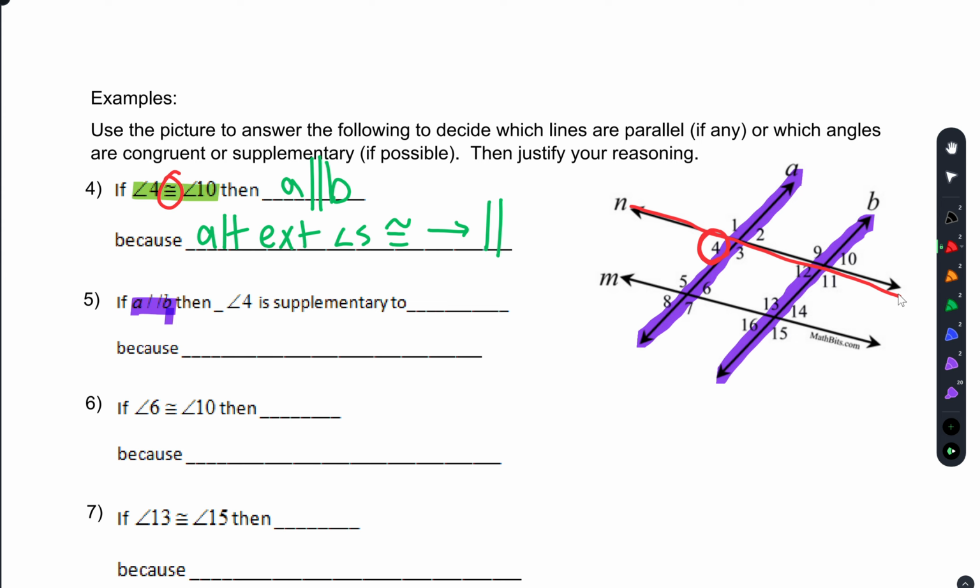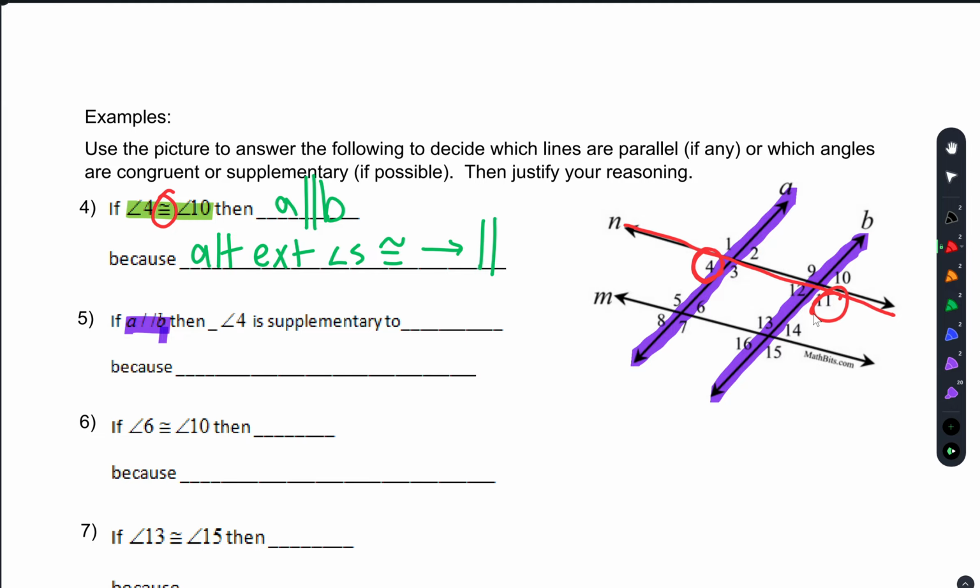So my only 4 options are 9, 10, 11, and 12. Kind of narrows down my choices, right? 4 is supplementary to which one? Anna. Why? Perfect. Write your proof reason. Parallel lines imply same side exterior angles supplementary. Any questions on those?